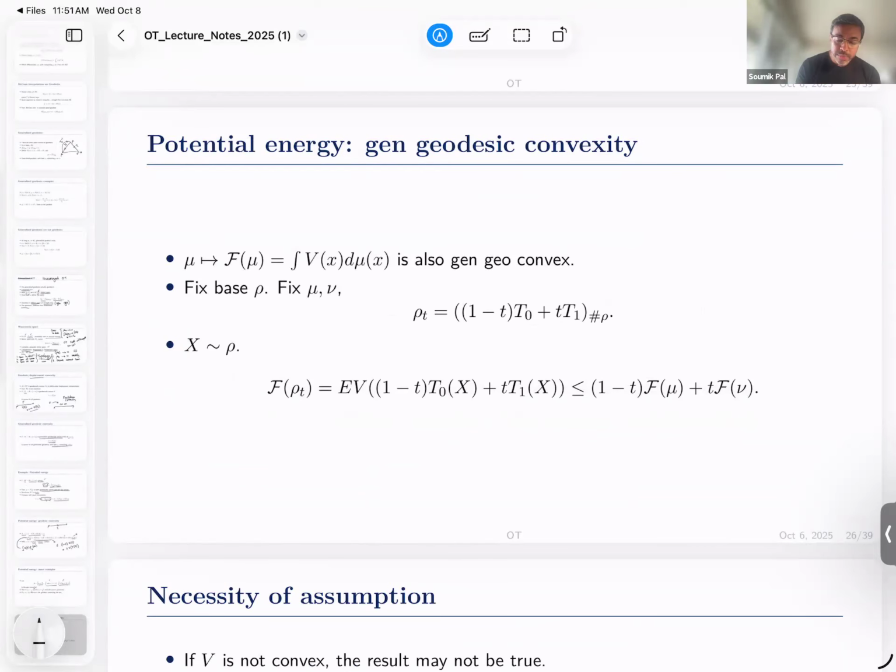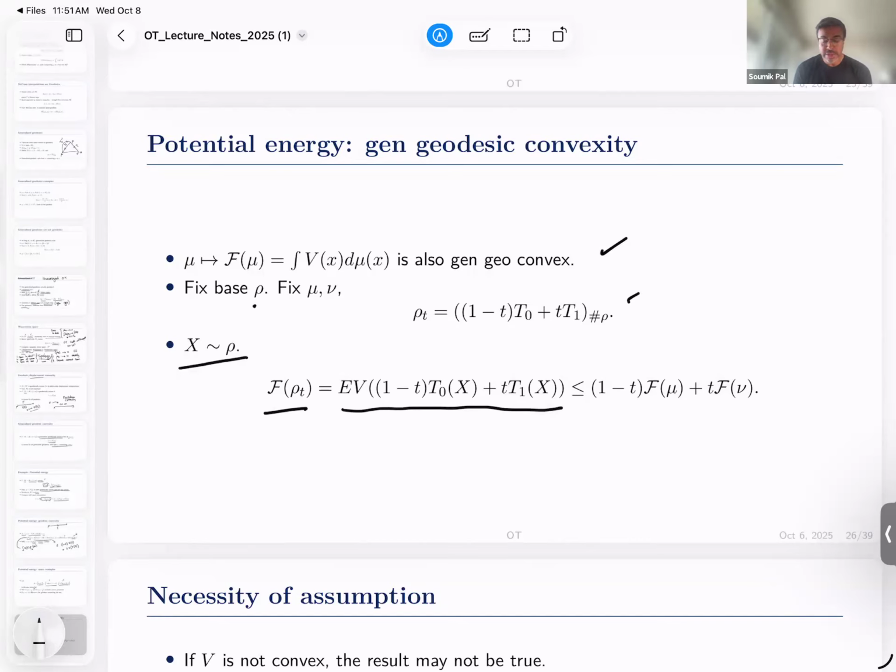So I want to prove that my potential energy, which is the integral of V(x) d mu(x), is also generalized geodesically convex. How do I see this? Well, fix my base rho, fix mu and nu, and now my curve that is joining the two is this curve, ((1 - t) T0 + t T1) push-forwarding rho. And so same idea, if I compute my function at F(rho_t), this is given by an expectation of V((1 - t) T0(x) + t T1(x)), where x is now sampled from my base measure rho.